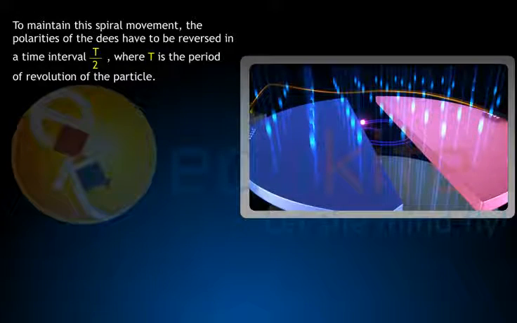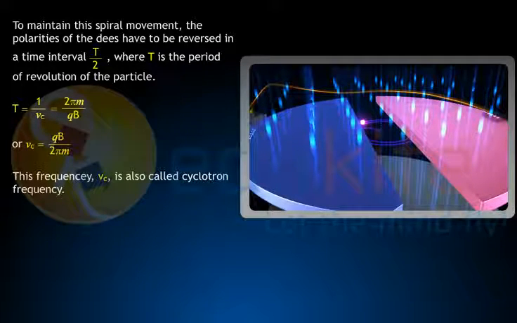To maintain this spiral movement, the polarities of the Ds have to be reversed in a time interval T by 2, where T is the period of revolution of the particle. T equals 1 by νc, which equals 2πm divided by qB, or νc equals qB divided by 2πm. This frequency νc is also called cyclotron frequency.